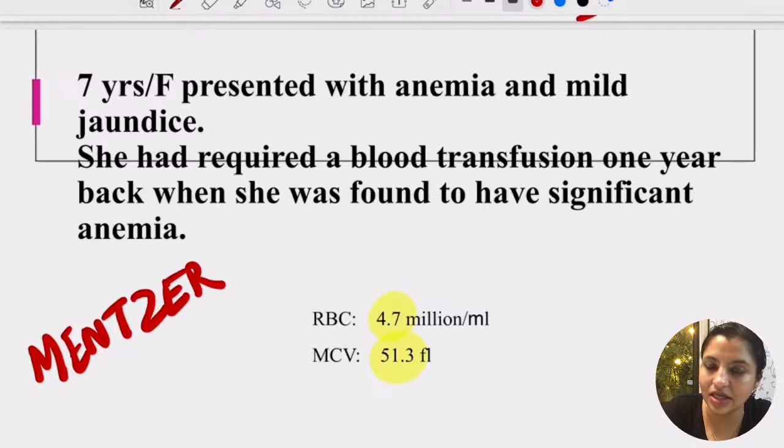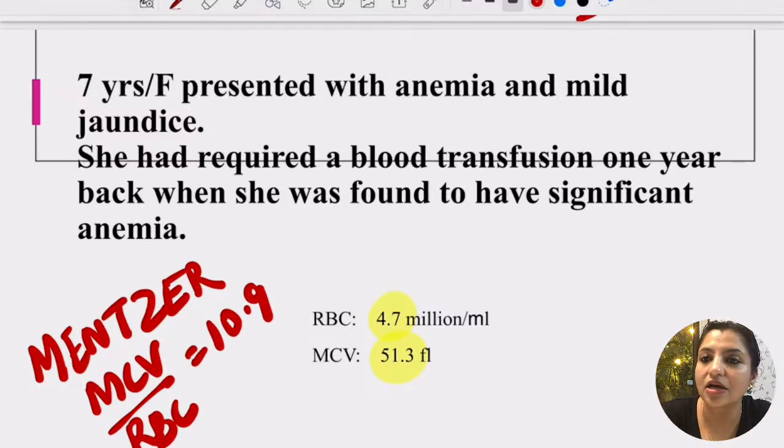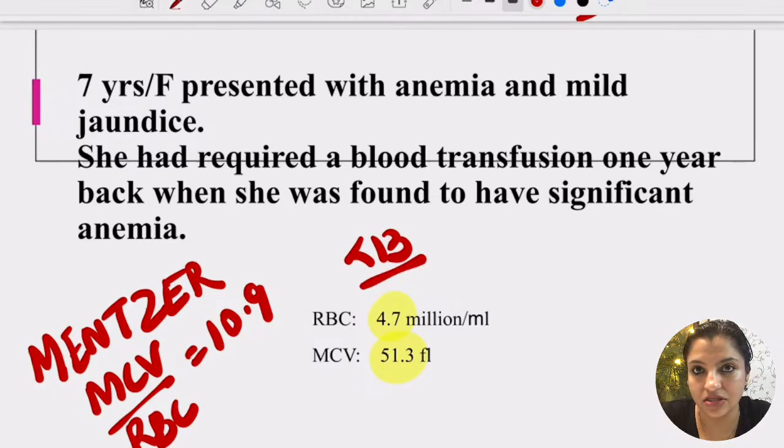The Mentzer index is nothing but MCV divided by RBC count. If you do this, it will come to approximately 10.9. Whenever your Mentzer index is less than 13, it is very suggestive of thalassemia trait, that is, heterozygous thalassemias. Obviously, what is the next test that you should do once you are suspecting thalassemia trait? You should immediately go and do hemoglobin HPLC.